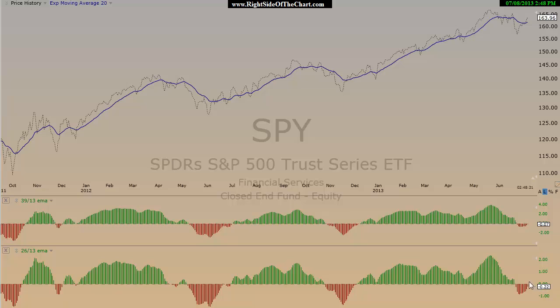It may or may not happen, but either way, if we do turn green on these histograms, then again I'll be a little more hesitant to add short exposure, and may start stopping out of some of the current short positions I have, or at least tighten the stops up.